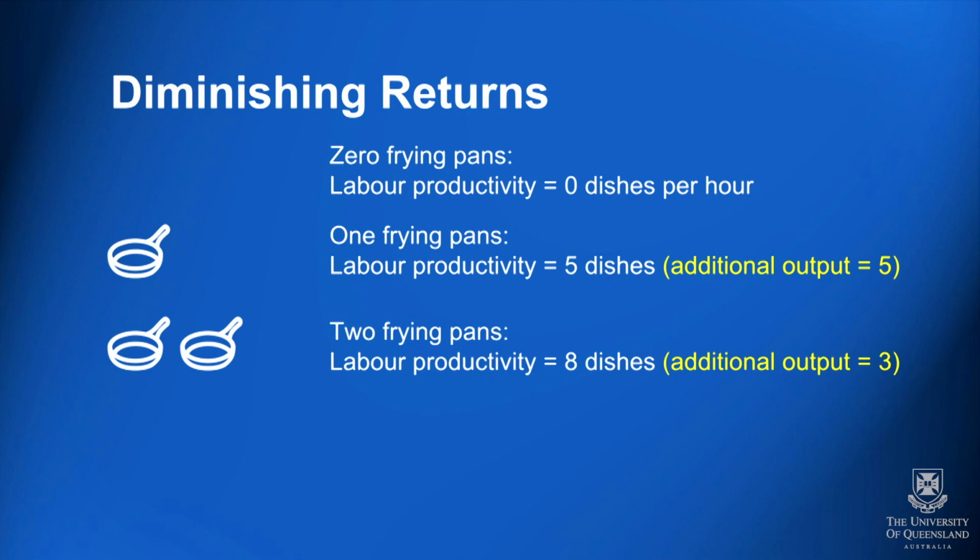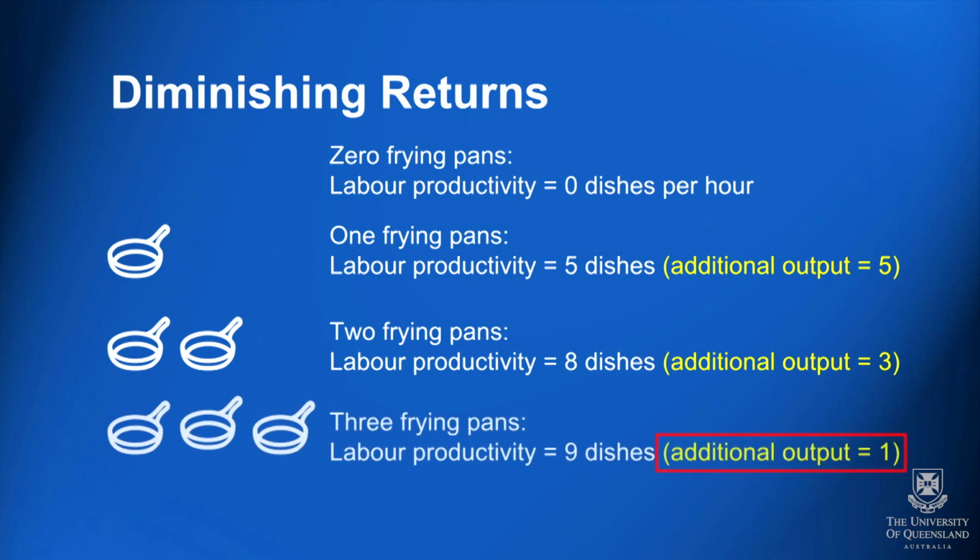This is because as the number of fry pans increases, the chef has less time to work with each fry pan. As the chef gets even more fry pans, for example 3, then even though the total output will continue to increase, the increase will get smaller and smaller. That is, output will not increase as fast as capital input. If output increases at a slower rate than capital, it means that output per capital will fall.